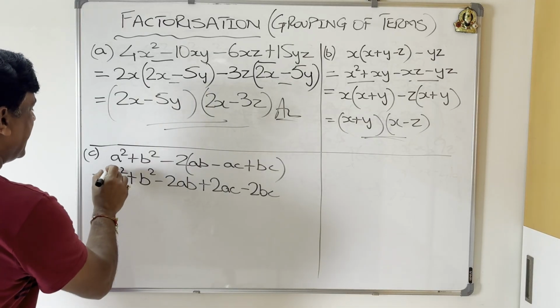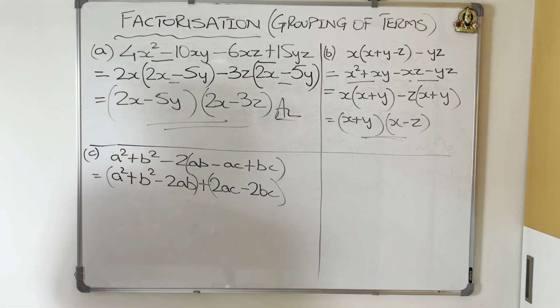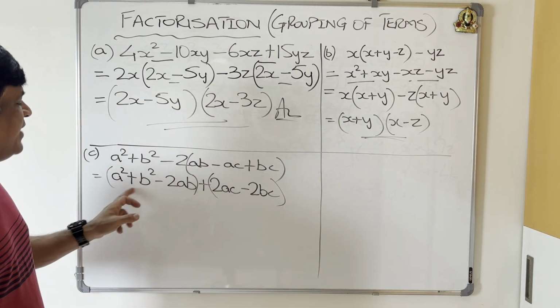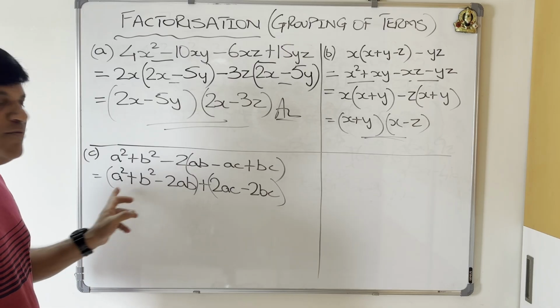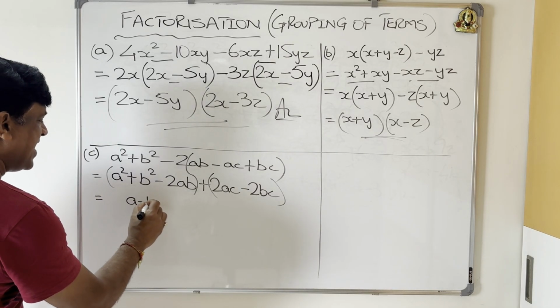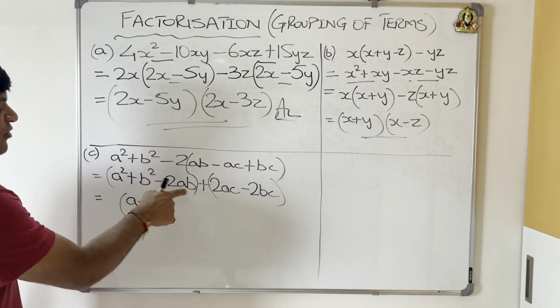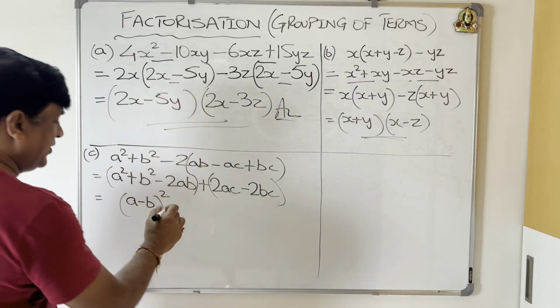Now look at it. What I'm going to do, can I group these two? Look at it. Makes sense? What do you get by doing this? This is nothing but you can replace this as (a minus b) whole square, which is a square plus b square minus 2ab, right? That is what it is.